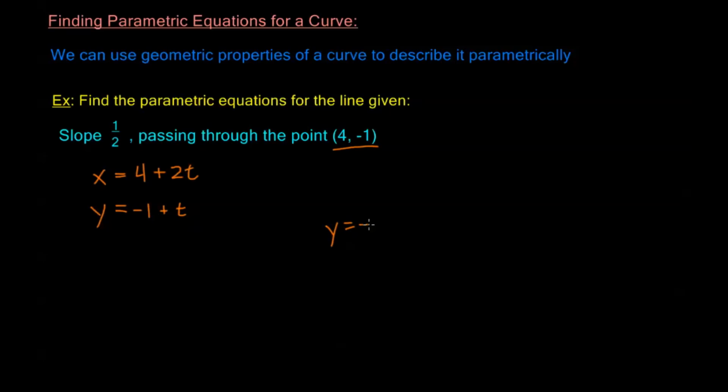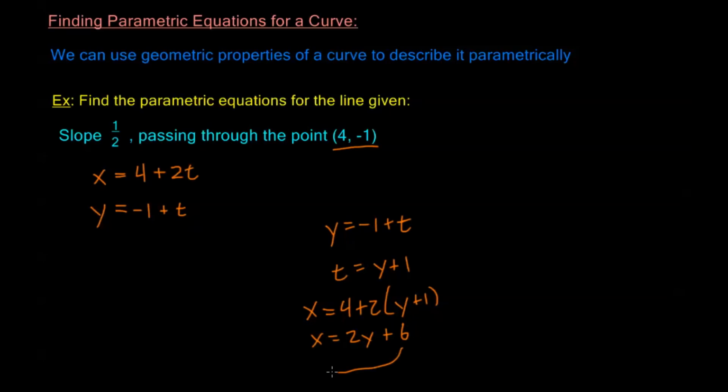Notice that my y is equal to -1 plus t. So that means that t is equal to y plus 1. So I can plug that in now for my parametric equation for x. x is equal to 4 plus 2t, where t is y plus 1. So I get that x equals 2y plus, and now I have 4 plus 2 times 1, which is 6. And now let's throw that 6 to the other side, and I get 2y is equal to x minus 6, or y is equal to 1/2 x minus 3.